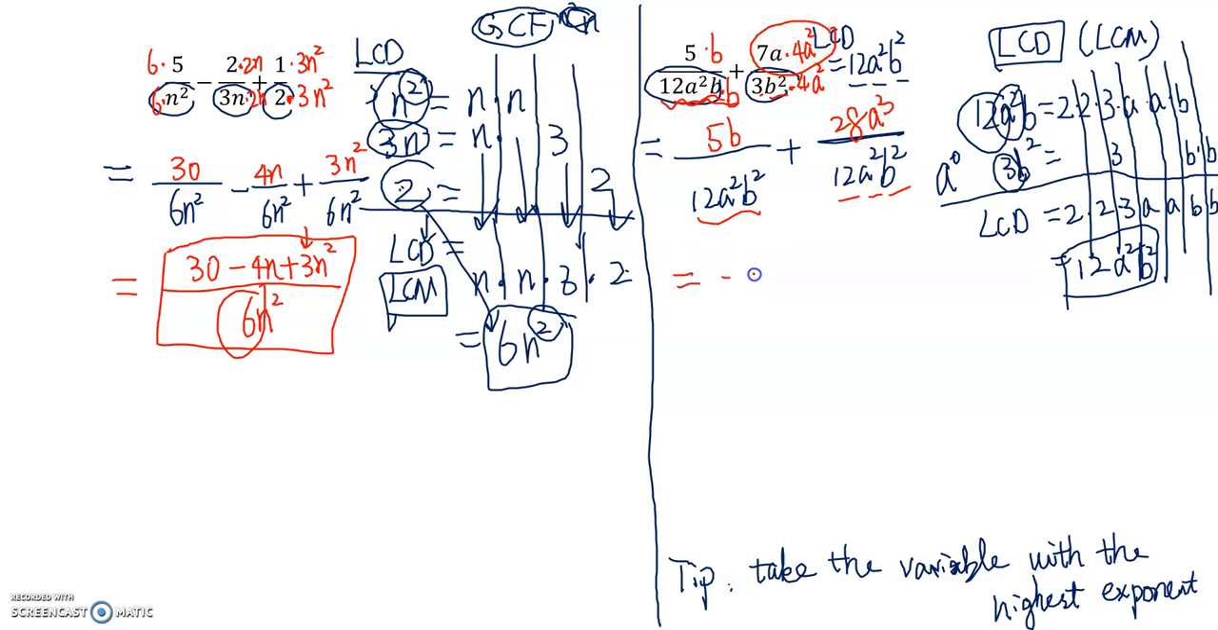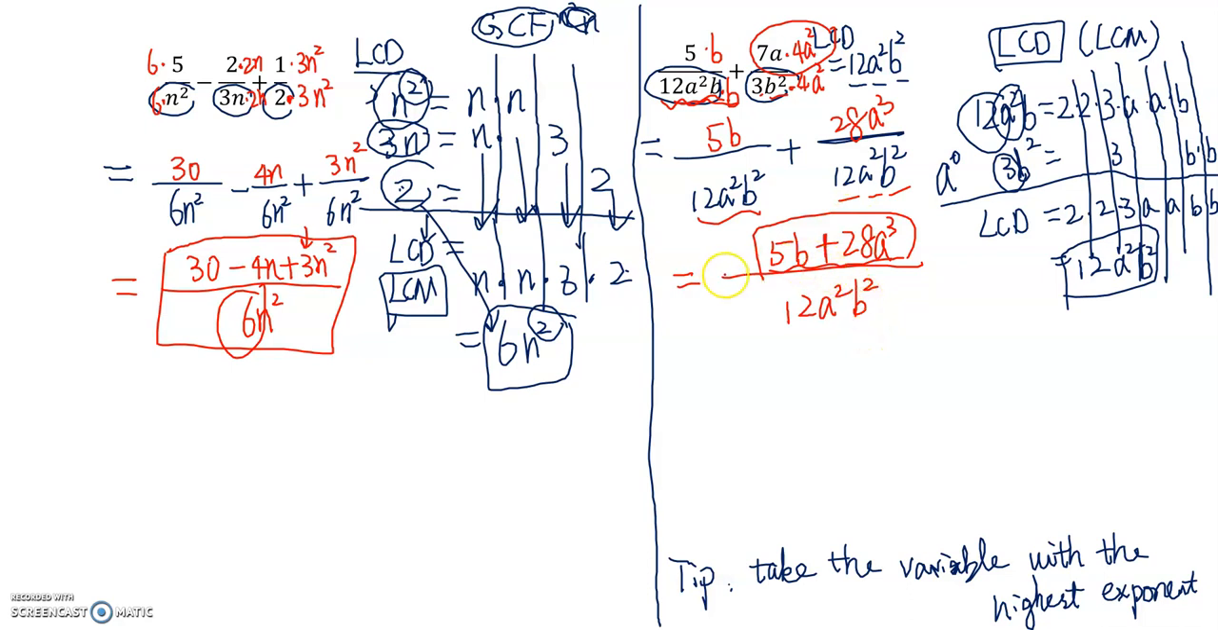So now we have the common denominator, 12a squared b squared. And we just add the numerators, 5b plus 28a cubed. And again, this is already reduced because the top cannot be factored, which means you cannot find any common factor between the top and the bottom.